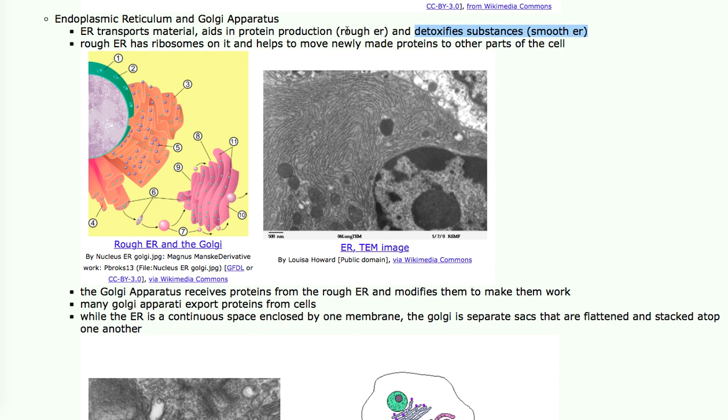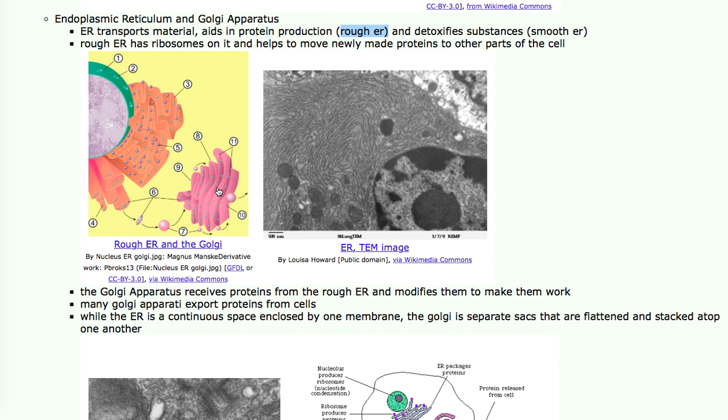But in addition, there's another kind of ER called rough ER. And rough ER has ribosomes on it. And that's what these little blue dots are on this orange ER. Ribosomes that are stuck on ER shove the proteins they make into the ER, so that then those proteins can go to the Golgi apparatus. Now, the Golgi apparatus's job is to modify proteins that are being sent to it.